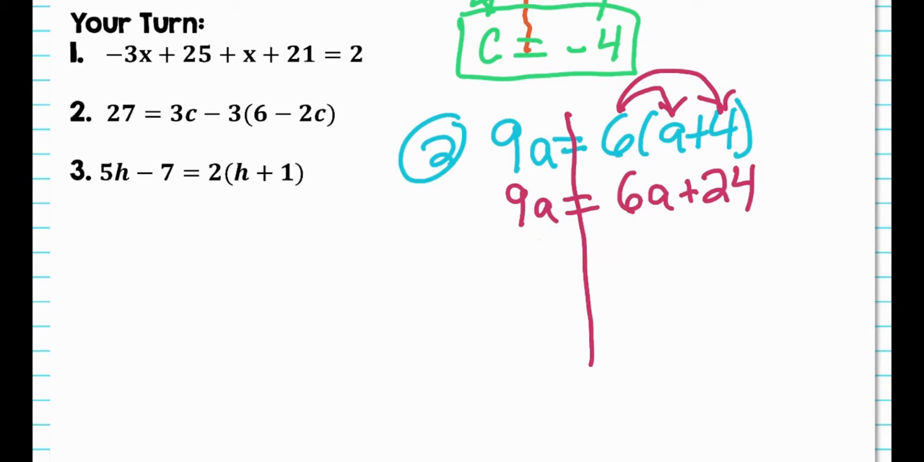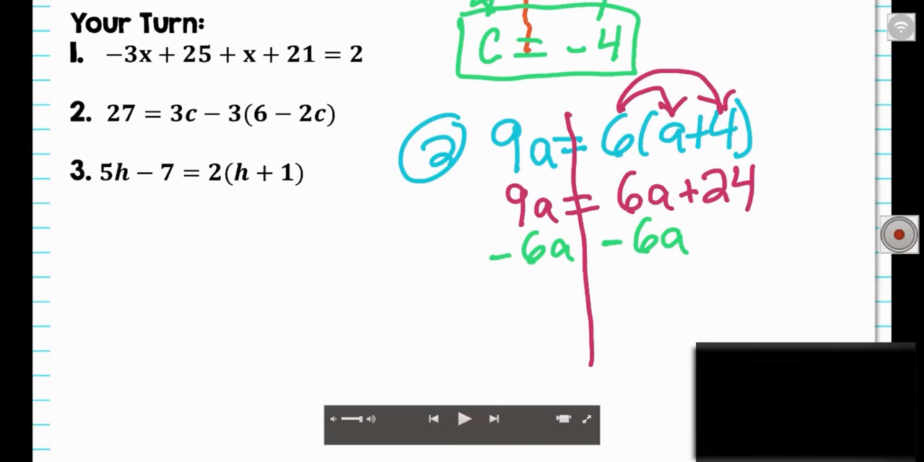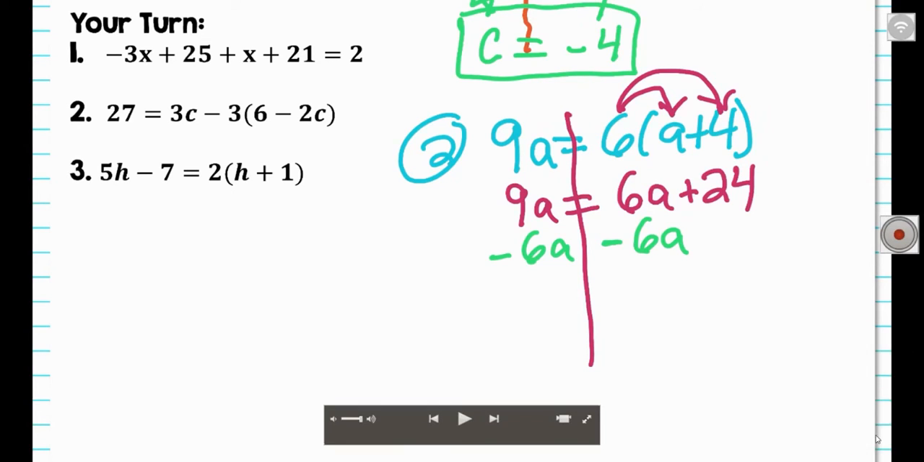Remember, we have to do that in a special way. We have to use opposite or inverse operations. Think what operation undoes. So if this 6a is positive, what's the opposite of positive? Well, it's negative. So I need to subtract 6a. And whatever you do to one side, you better do it to the other side as well. So anytime I have 6a subtract another 6a, well, that becomes 0, right?